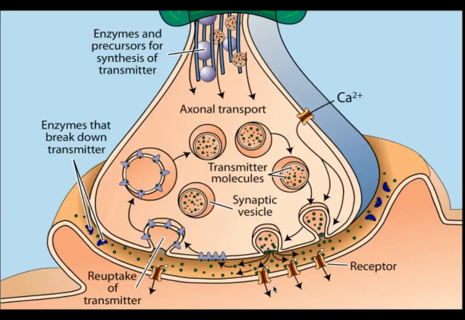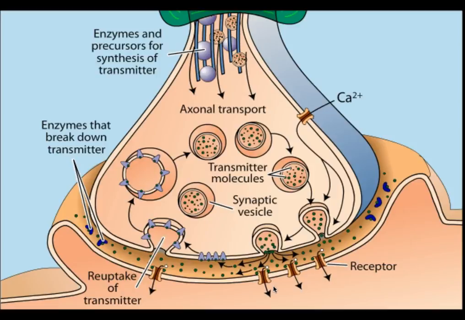So the endogenous ligand is the ligand inside the normal body that is supposed to bind to the receptor. For example, for the nicotinic acetylcholine receptor, the endogenous ligand is acetylcholine. Now we know that nicotine will also bind to this receptor, right? But nicotine is an exogenous ligand. It is a ligand that will bind to the receptor, but it comes from outside of the body. It's not something that we normally make. It wasn't nature's plan for our bodies to bind nicotine to this receptor.